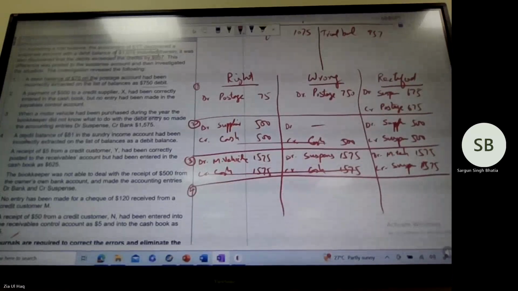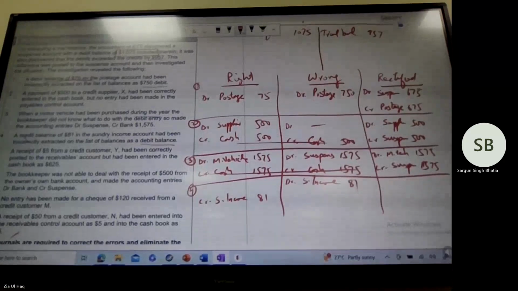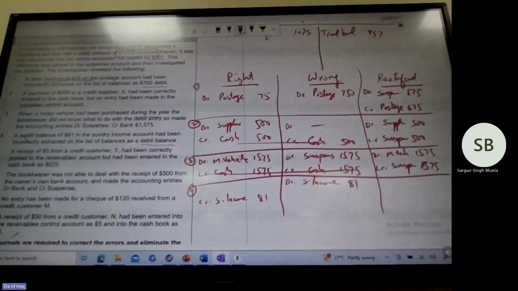Number 4. A credit balance of 81 in the sundry income account. Meaning there should be credit sundry income of 81. What we have done: incorrectly extracted it on the list of balances as a debit balance. Instead of recording a credit to sundry income, we have recorded debit sundry income with 81.